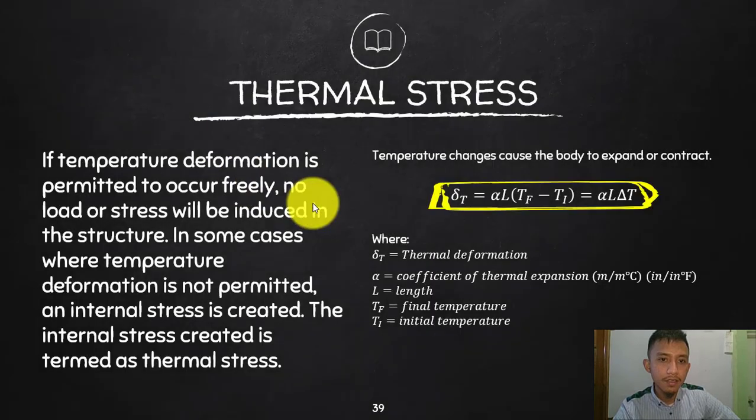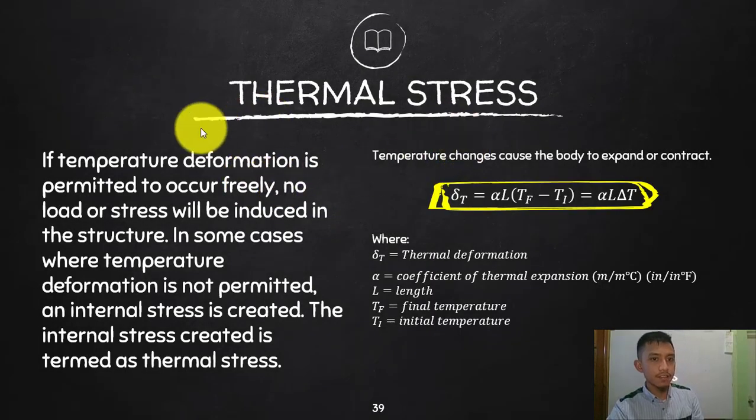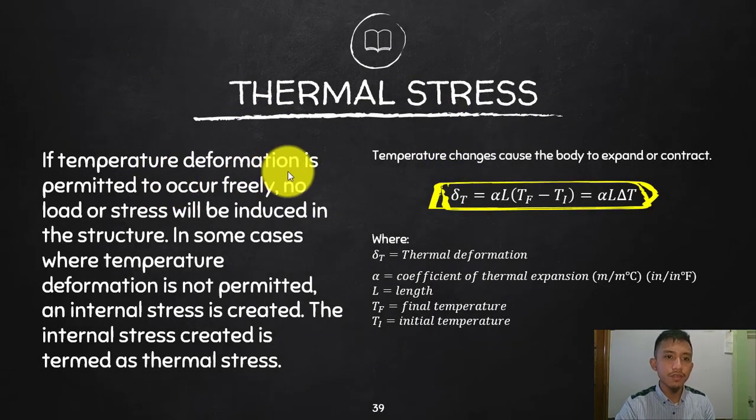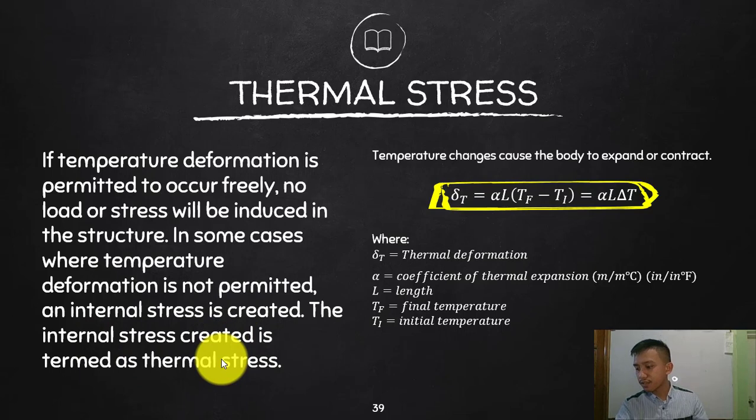If temperature deformation is permitted to occur freely, no loads or stress will be induced in the structure. In some cases where temperature deformation is not permitted, an internal stress is created. The internal stress created is termed the thermal stress. Let's try to put it this way. Let's say this is the member.